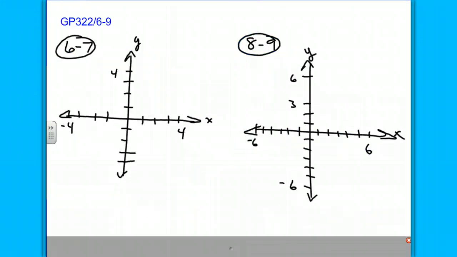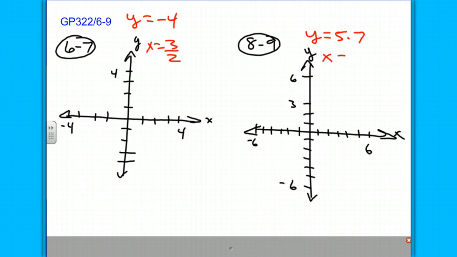Okay? But it's tricky. So look in your book at page 322. You're going to graph 2 graphs on one coordinate plane and 2 graphs on the other. This first coordinate plane, you're going to graph y equals -4 and x equals 3/2. On number 8 and 9, you're going to graph y equals 5.7, and the other graph is x equals -1. Sounds similar to what we just did, doesn't it? So you're going to graph 2 graphs on each plane, and then you're going to check your work up here. So go ahead and try.